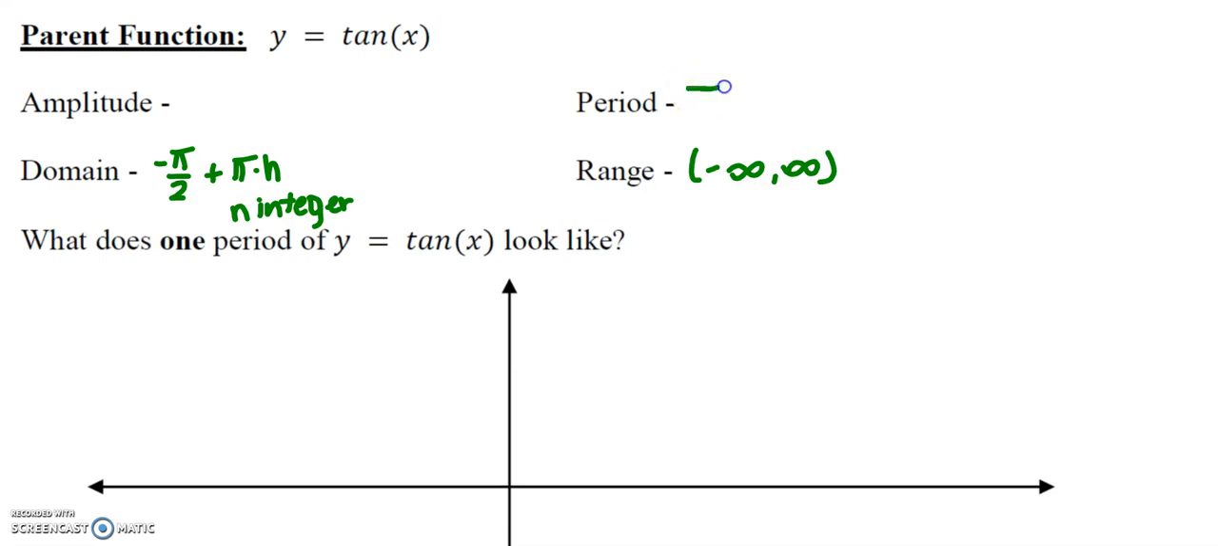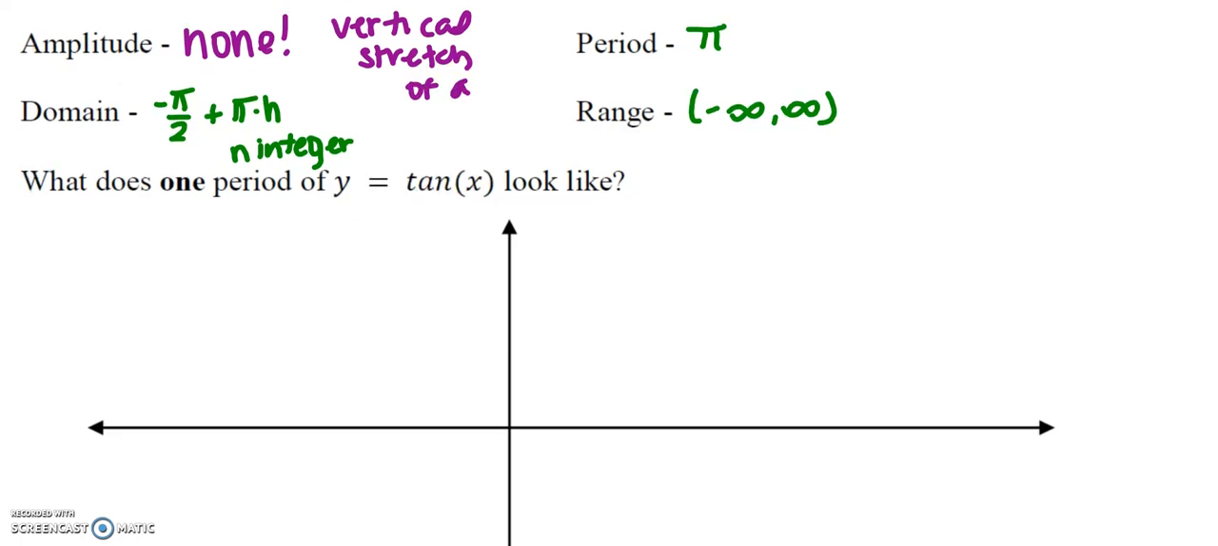Our period this time is only pi. That is different than our sine and cosine wave. And our amplitude, I'm actually going to say, is none. If you think back to the definition of amplitude, it's supposed to be half the distance of the range. Well, if my range is everything, how do I take half of everything? You can't. So we don't have an amplitude. We will instead have a vertical stretch, just like transformations, of A. But tangent does not have amplitude. No amplitude. Tangent, no amplitude.